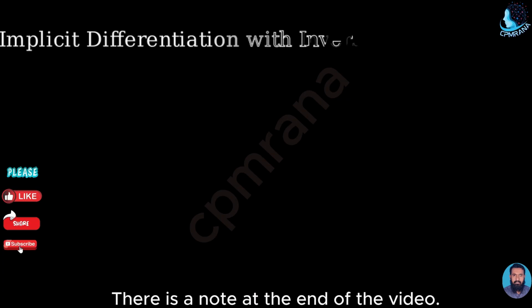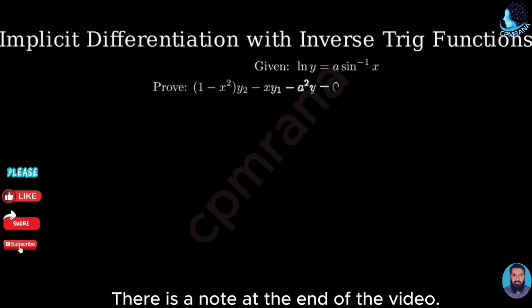Let's solve a challenging problem involving implicit differentiation of an inverse trigonometric function. We're given that ln y equals a times arcsin x, and we need to prove that (1 minus x squared) y2 minus x y1 minus a squared y equals 0. Let's solve this step by step.